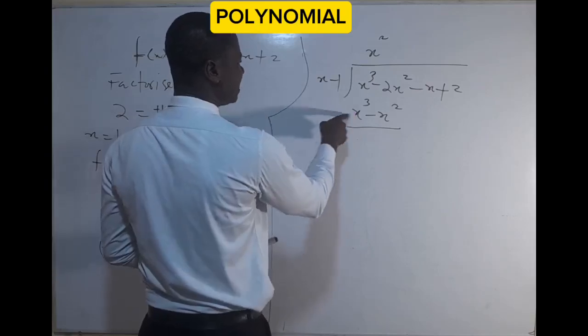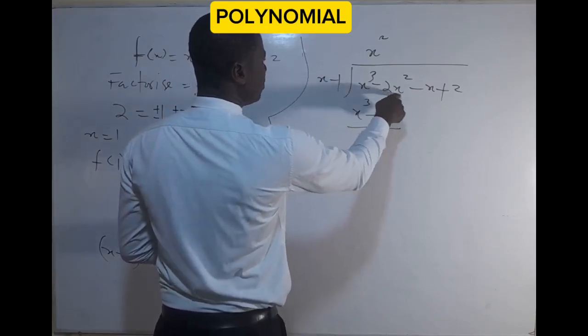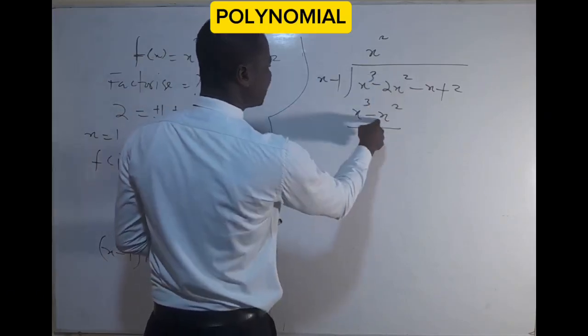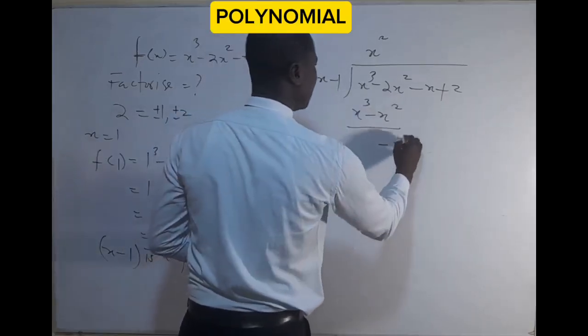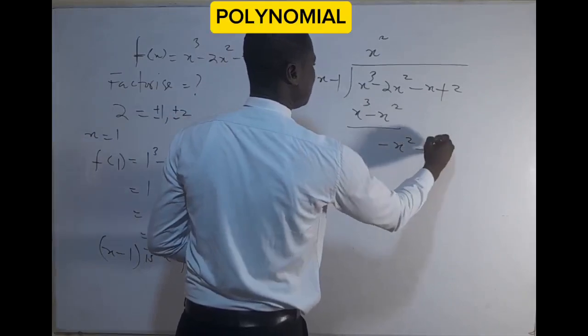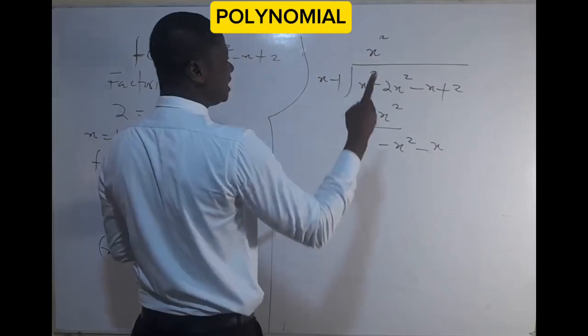So x cubed minus x cubed is gone. Then you have minus 2x squared minus minus, that will give us plus. So minus 2x squared plus x squared will give us minus x squared. Then what we have here, we have our minus x here. We drop the next term, minus x, down. Then we start the process again.